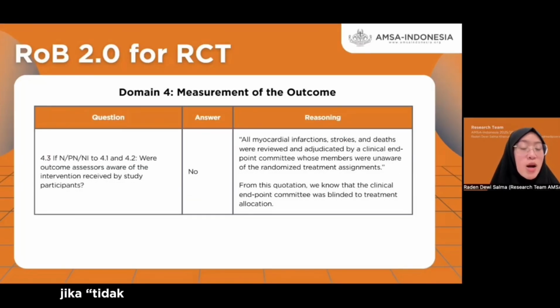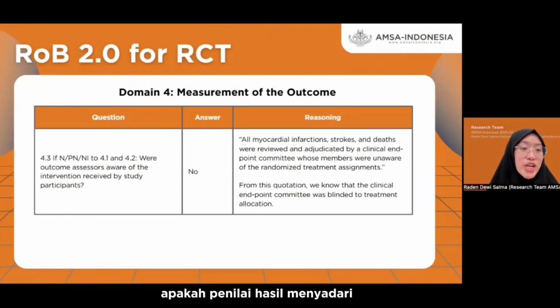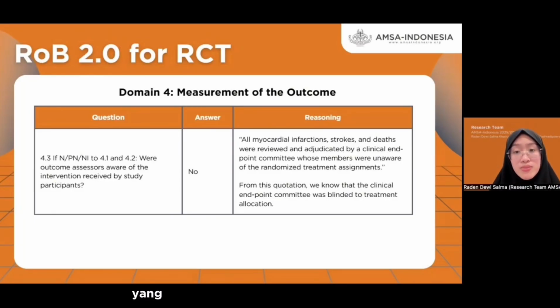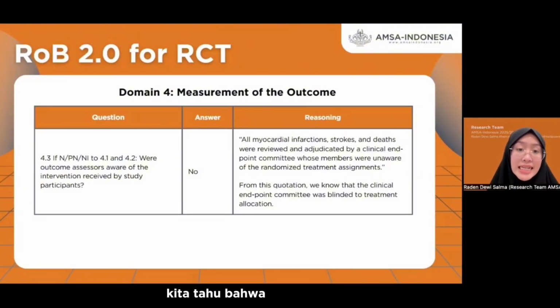4.3, if no, or probably no, or no information to 4.1 and 4.2, were outcome assessors aware of the intervention received by study participants? The answer is no. Based on the sentence in the article, all myocardial infarctions, strokes, and deaths were reviewed and adjudicated by a clinical endpoint committee whose members were unaware of the randomized treatment assignments. From this quotation, we know that the clinical endpoint committee was blinded to treatment allocation.